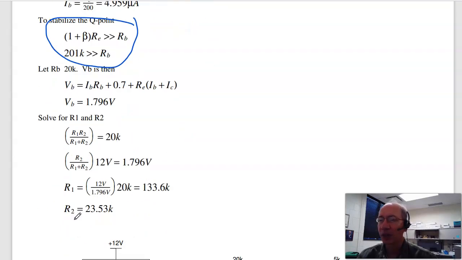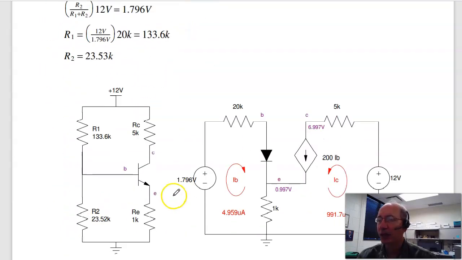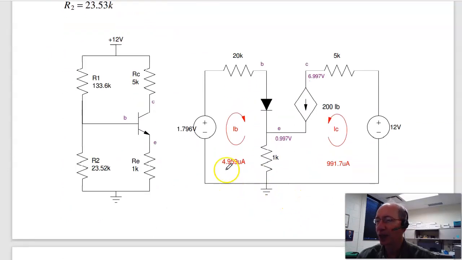Once I set RB, I can find VB. Again, back on this circuit, I know IB, I know RB, I know all these currents. I can calculate VB, and that's just going to be 20K times IB plus 0.7 plus 1K times IB plus IC, giving 1.796 volts. That's the Thevenin equivalent of R1 and R2.